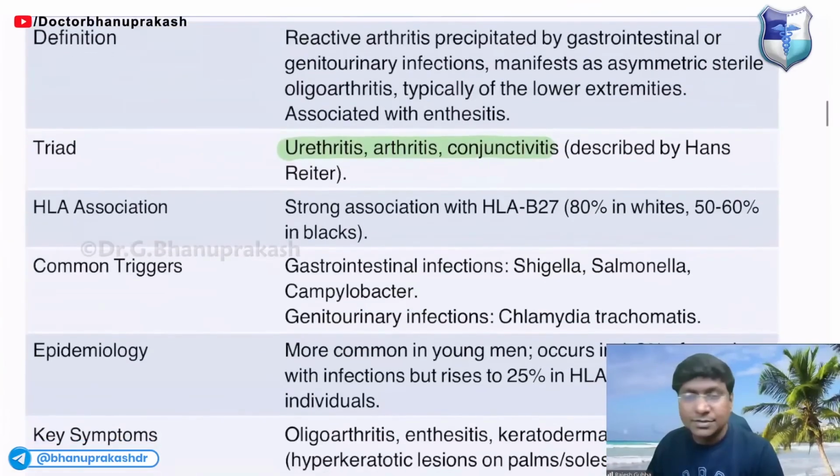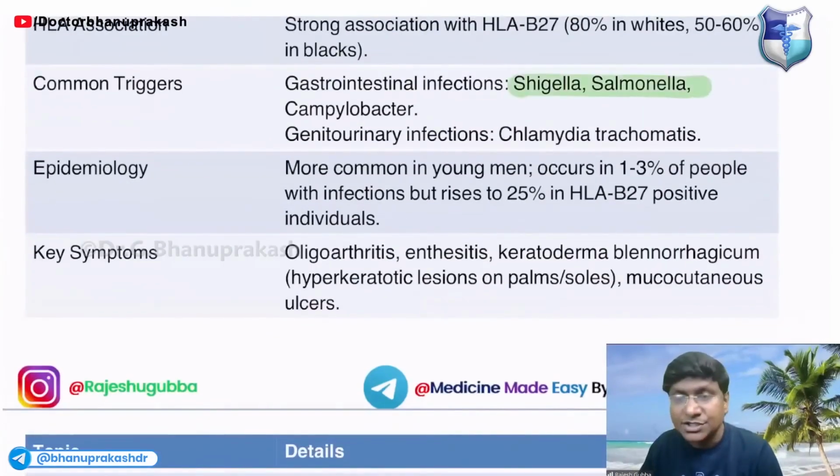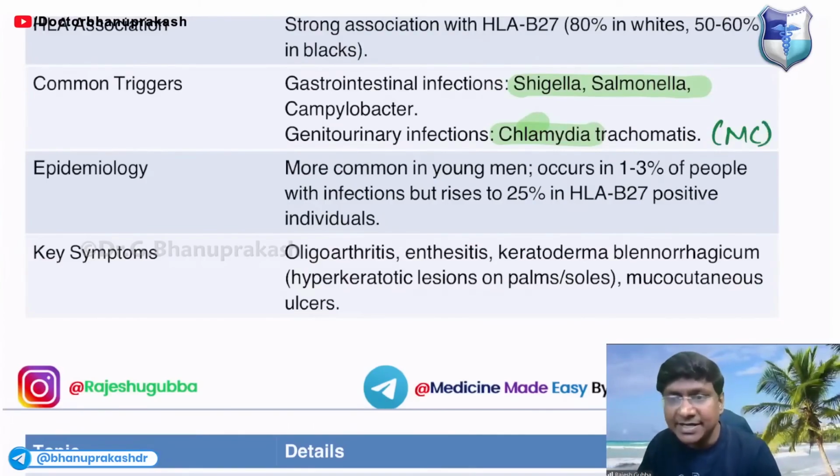And in order to develop this Reiter's or reactive arthritis, there should be a background history. What should be that background history? The individual should be having either a gastrointestinal or a genitourinary infection. Gastrointestinal infection is caused by Shigella, Salmonella, and Campylobacter. Genitourinary infection is caused by Chlamydia trachomatis. And the most common organism causing Reiter's or reactive arthritis is Chlamydia trachomatis.